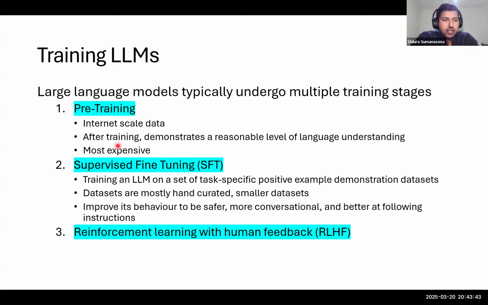Then we go to a stage called supervised fine-tuning, or SFT. This is where you curate the large language model using handcrafted, high-quality data sets.